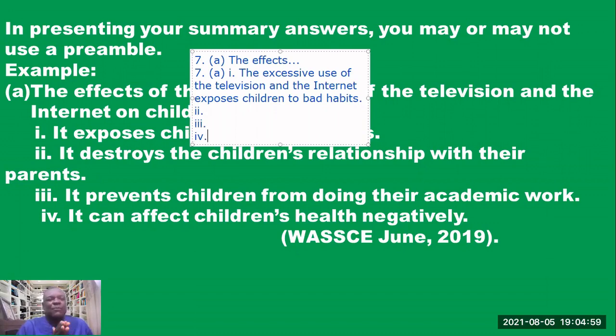This is how to present your answers using the direct sentence method. So you have 2 optional ways of presenting your summary answers. The first option is to use the preamble method. The second option is to use the direct sentence method, in which case you don't need a preamble, you just present your answers in a direct way, all right?